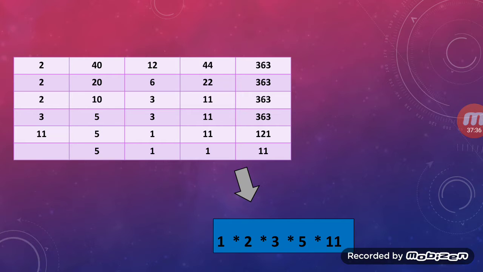And if you're counting up all of the numbers, we're going to have 1 to the second, 2 to the third, 3 to the first, 5 to the first, and 11 to the second. And that is our final answer, our prime factorization expression.